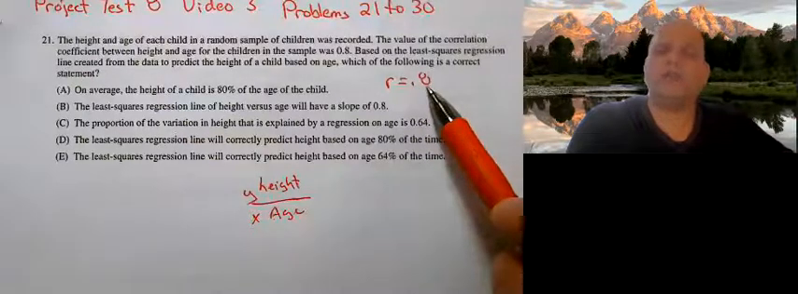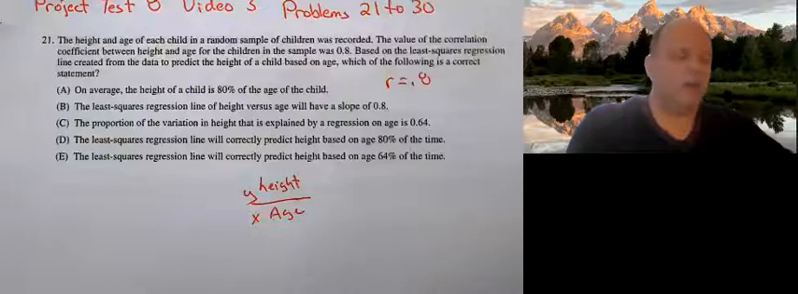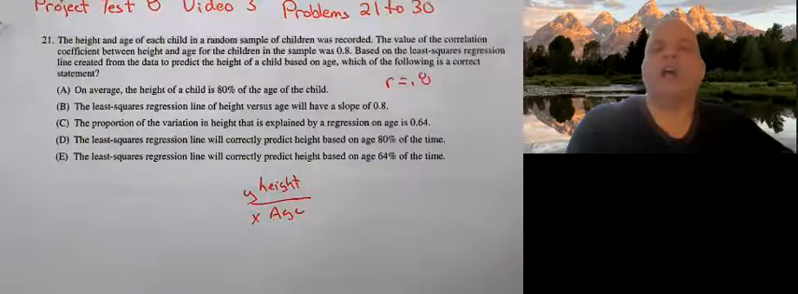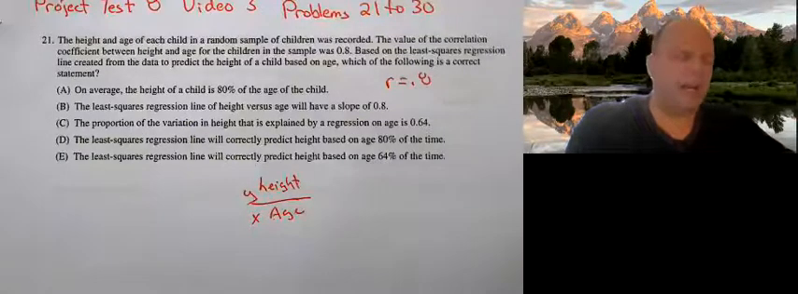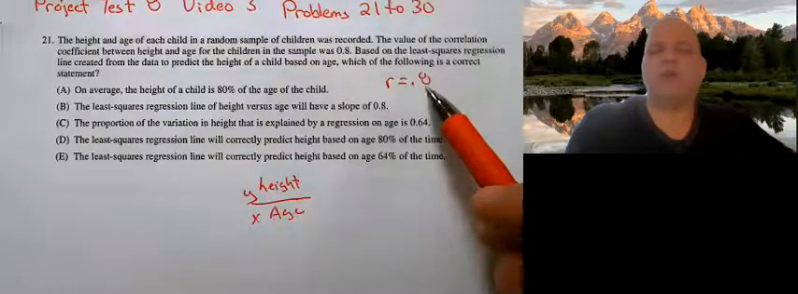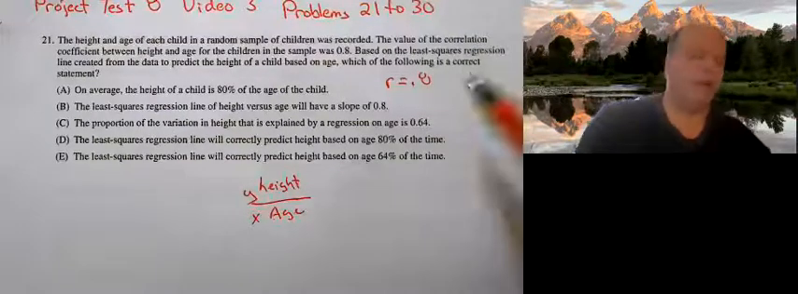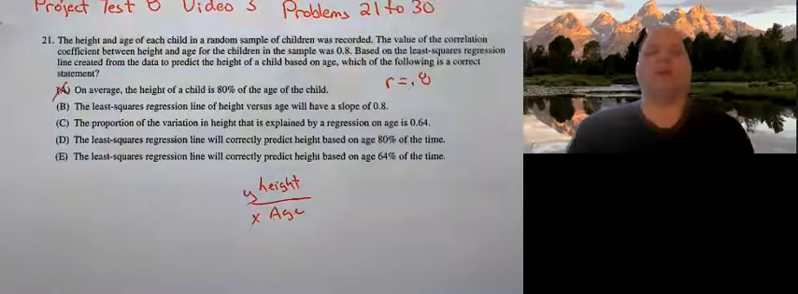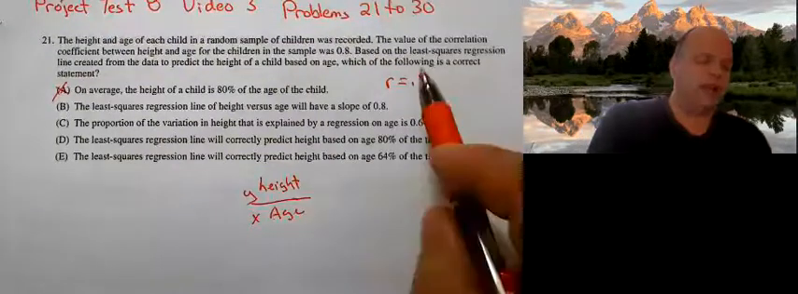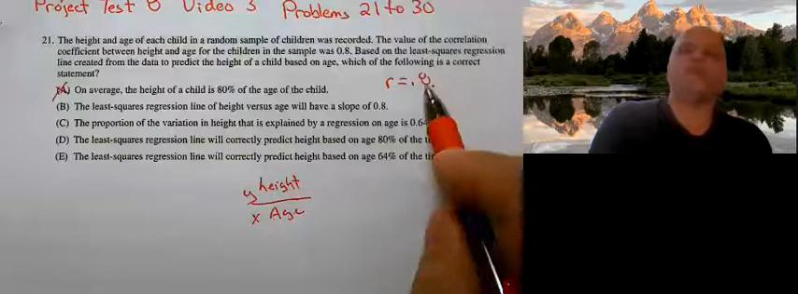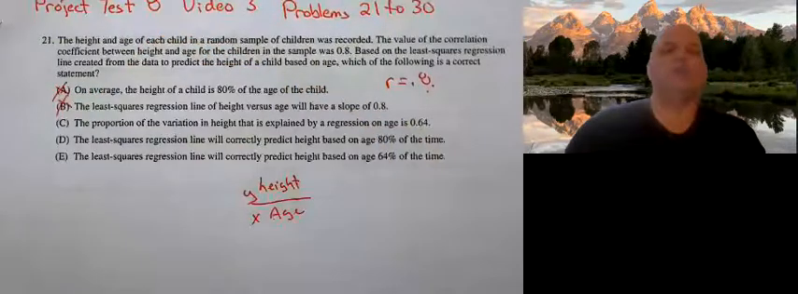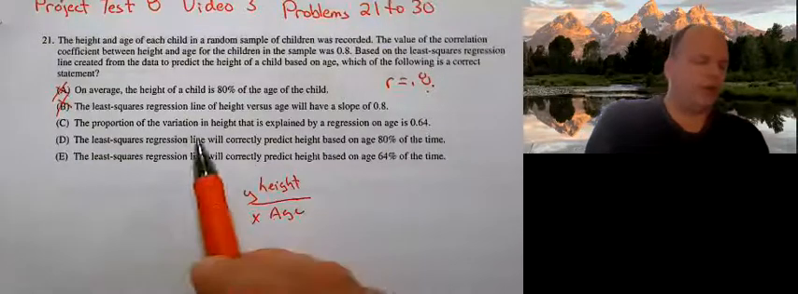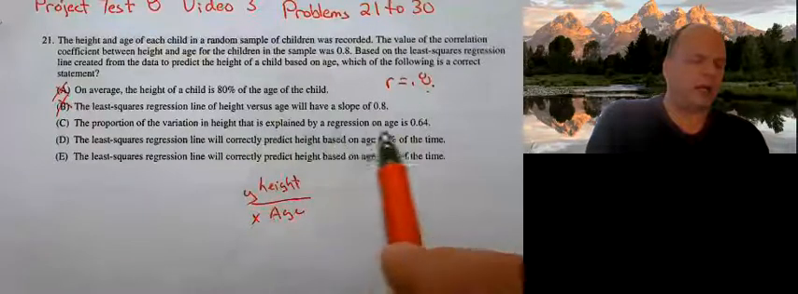The correlation coefficient tells us the strength of the regression line. In other words, it tells us how close our data points or our observed points are to the predicted line. In this case, we have a positive relationship, so it's going up, and it's reasonably close to the predicted line or the regression line. The least squares regression line of height versus age will have a slope of 0.8. That is not our slope. Once again, this is the strength of the relationship telling us how close the data points are to our line.